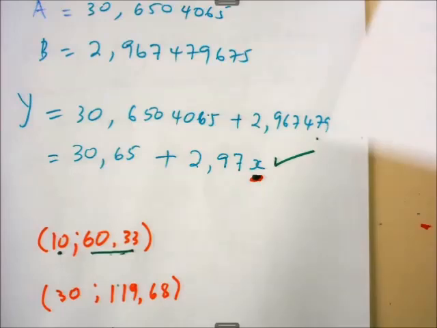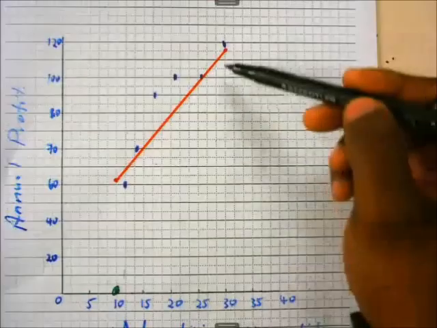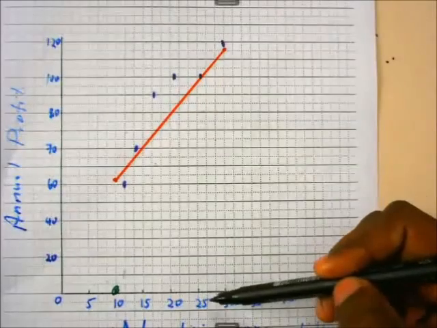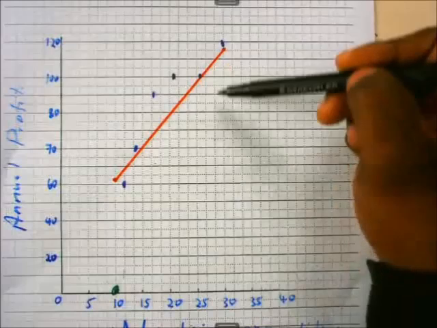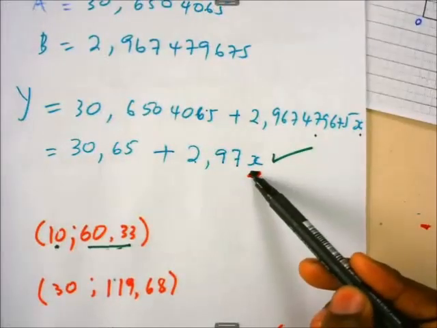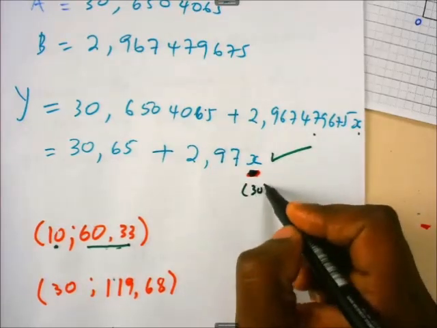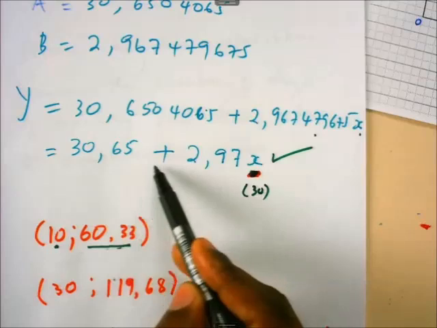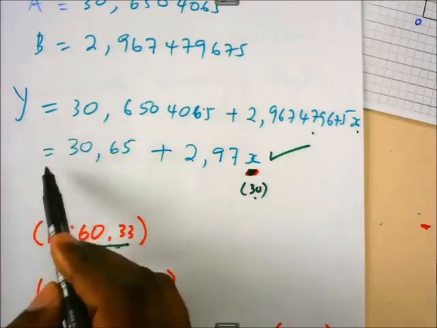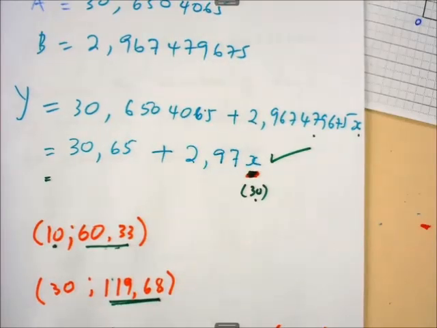And you do the same thing: you can take any lower value on a scatter plot and any upper value. You can even take 25, for instance. I took 30 here. When you take 30 for this x, you substitute 30 for the second point. On your calculator, it's in brackets, 30. You write everything as it is, in brackets. Now it will say y is equal to 119.68. Do you see that?